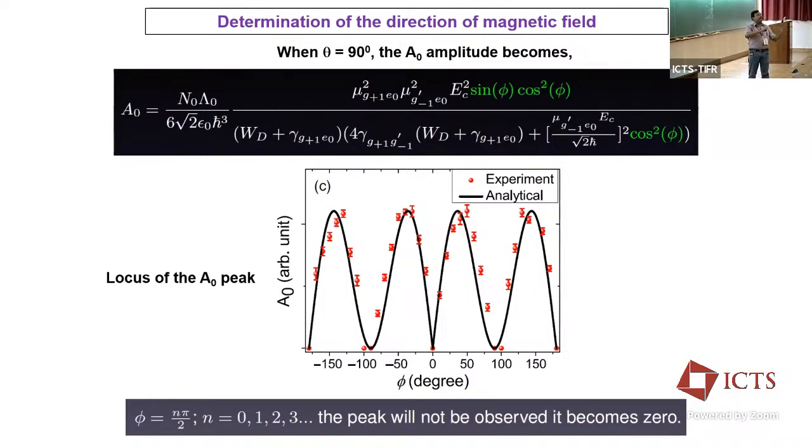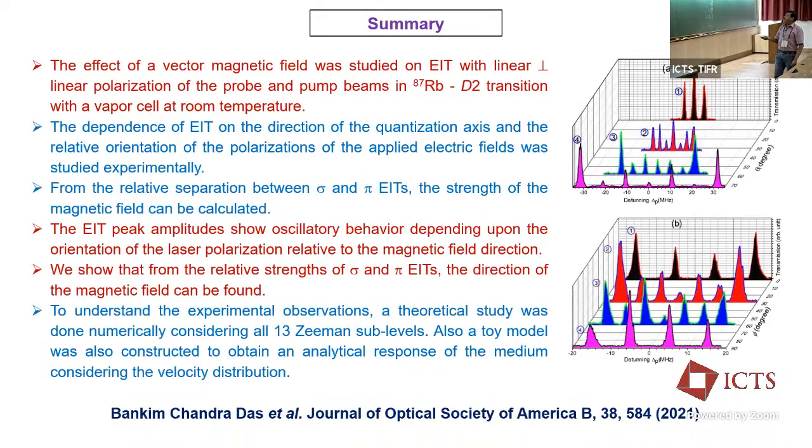And by that way, if you change your polarization axis, and by changing the magnetic field, if there is a change in the magnetic field, you can track the movement of the locus, and by that you can find the direction of the magnetic field. So we did this, and we found this analytical expression for that, and these are the measurement points. So this is the first part of the talk.